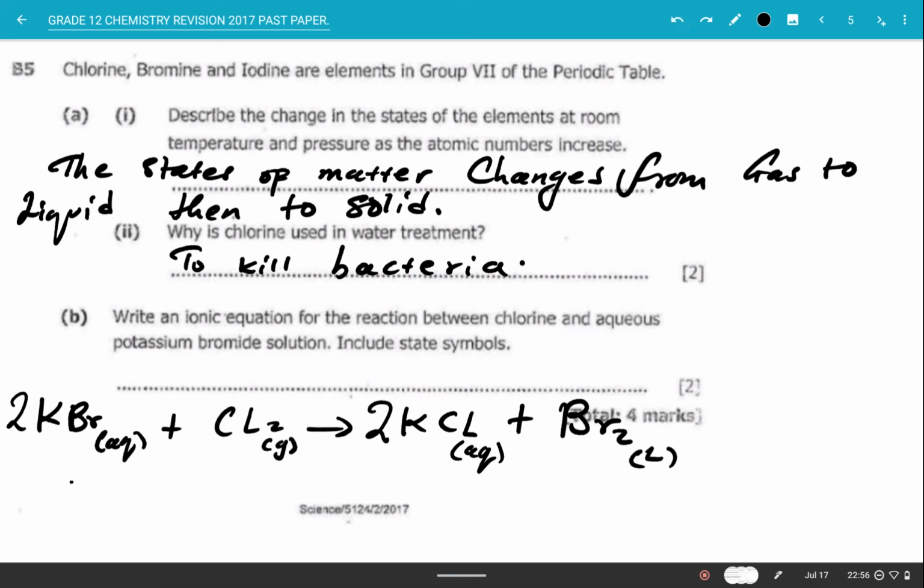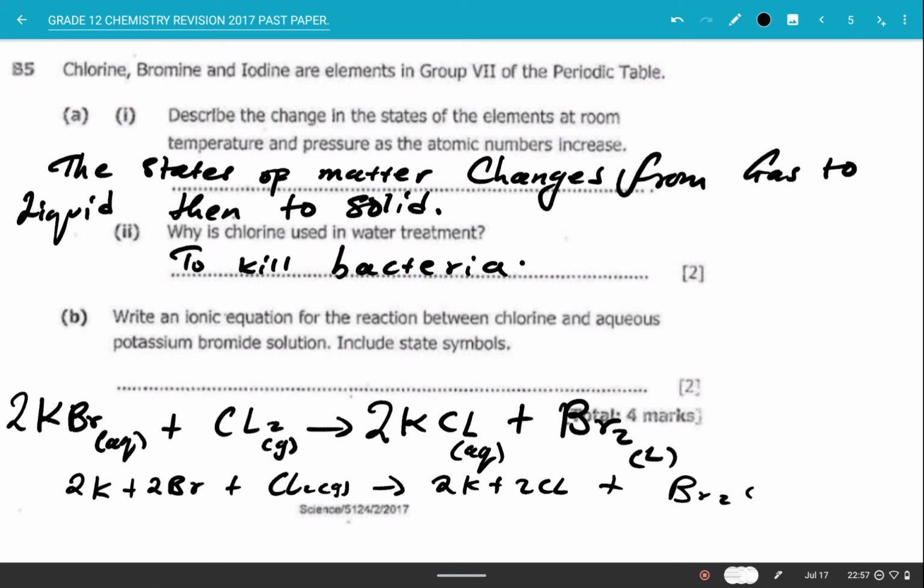So this would be simply 2K plus 2Br plus Cl2 gas producing 2K plus 2Cl in aqueous. So this will be in aqueous. This is just a rough way of doing it. This would be in liquid. So this will just cancel with the other one there. Basically these 2 will go to the bottom and you have 2Br. This will be your final stage after you do all the cancelling. So you have 2Br.